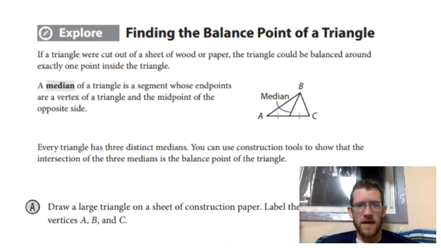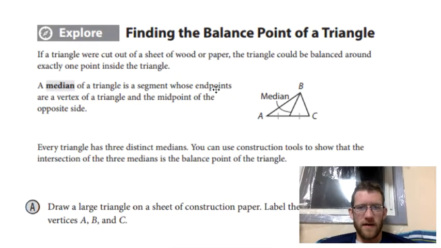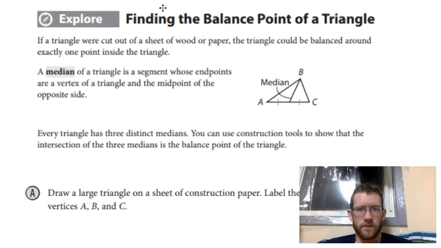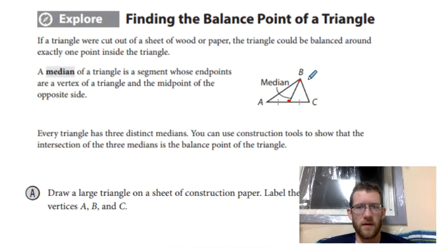And so what are the medians? Well, the medians are defined as a segment whose endpoints are a vertex of a triangle and the midpoint of the opposite side. So for example, this one here, here's the midpoint of AC, right? A to here is congruent to C to there, and then up to B. So really here, this segment is a bisector of AC, but it's not a perpendicular bisector, so keep that in mind. So this is how we're going to define our medians.